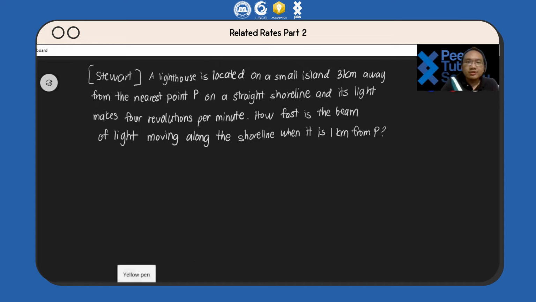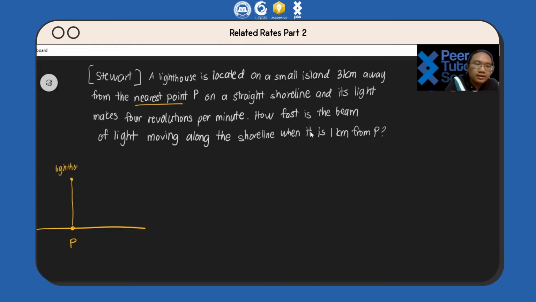So let's sketch the problem first. A lighthouse is located on a small island 3 kilometers away from the nearest point P on a straight shoreline. What does that mean? That means we have a straight shoreline over here. We have a point P, the nearest point. The nearest distance, the shortest distance, is always that of a straight line. So if I draw a straight line over here, I find my lighthouse over here. So this is my lighthouse. I would have loved to draw a lighthouse, but my drawing skills are inadequate for this.